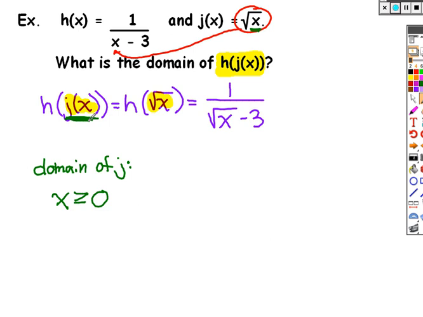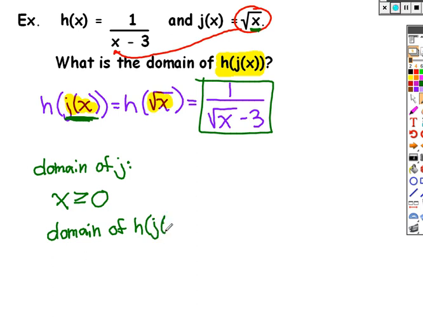Now I want to check the domain of the composite function. So the domain of the whole thing, which is what we came up with right here. So the domain of h of j of x, domain of the composite. Well, are there any additional problems? Well, sure. Now I have a fraction. So the denominator can't equal 0.